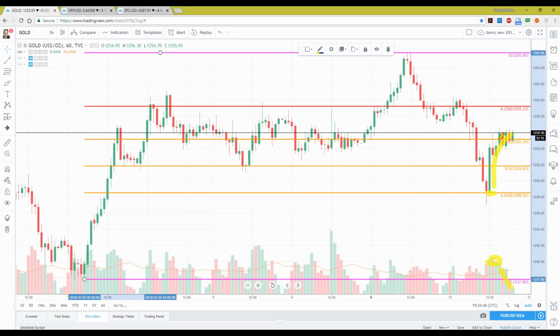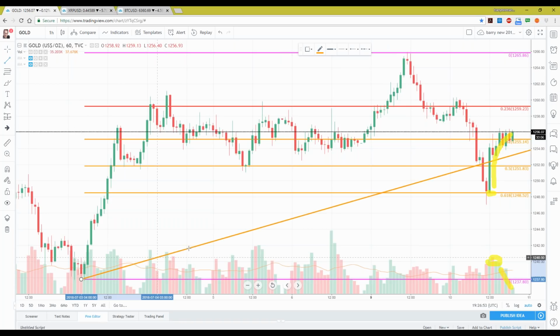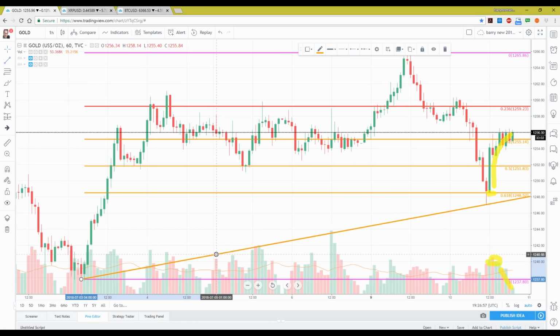But we might want to look at this using some secondary tools. If we draw a longer term trend line on here, it really doesn't help us. I mean, it's going to give us some help moving forward, but right now we have 2 points in common, but we don't have anywhere near a third to give us a valid trend line.